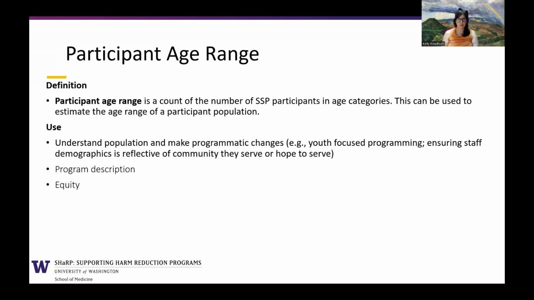In terms of use, I think broadly, demographic information is helpful for programs to understand who they are and are not serving. It can be helpful in terms of describing your program and figuring out how you might want to address equity or make changes to address certain participant populations.